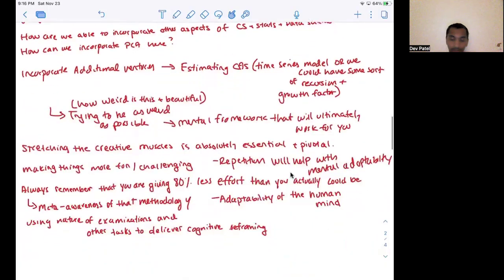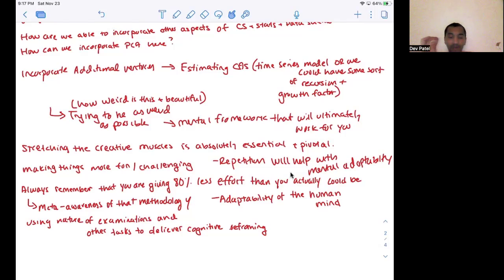So stretching those creative muscles is absolutely essential and pivotal, making things more fun, more challenging, and the repetition will help out with mental adaptability. Your mental state will naturally adapt to the environment that you place it into, and so when you're able to stretch these creative muscles, to be more creative, and add more creative parts to any single task or project, you gain additional energy, and it makes you more motivated to do that moving forward.